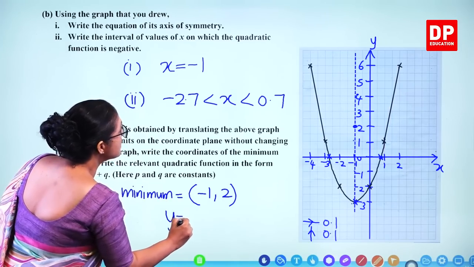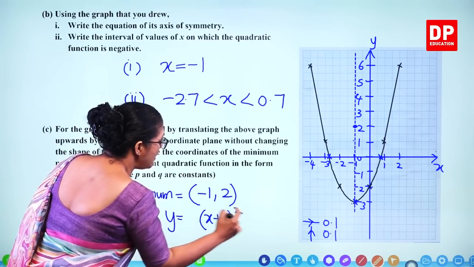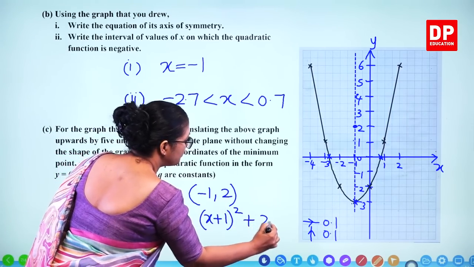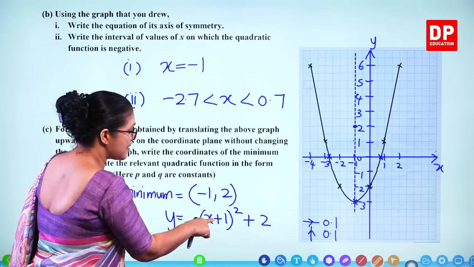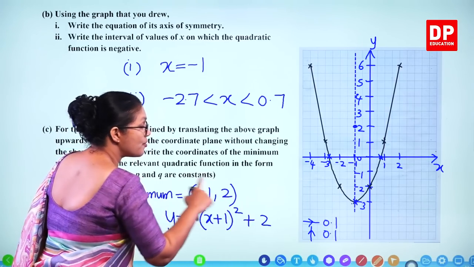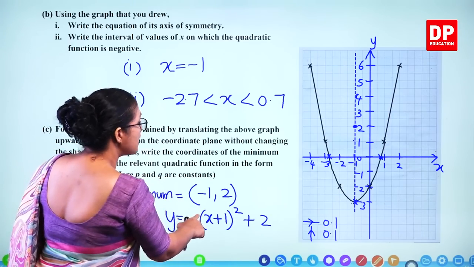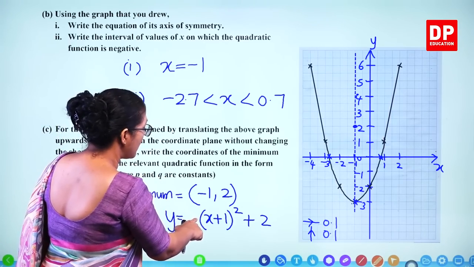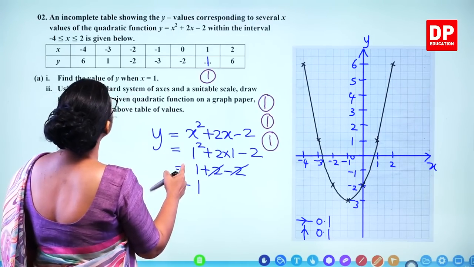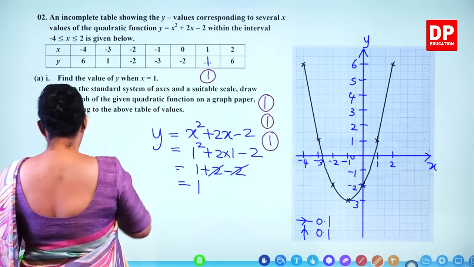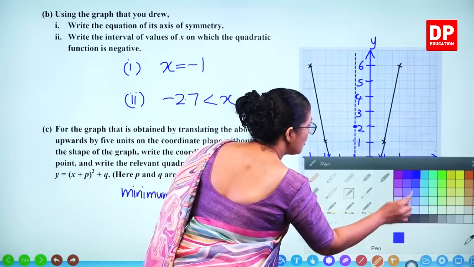How do you write down the equation? y equals (x plus 1) squared plus 2. Because when this is minus 1, you write this as x plus 1, and the y value you write as it is. So (x plus 1) squared plus 2. Do we get a number in front here? You can check whether you are getting a number here. Let's take the previous one and see what the equation is: x squared. So you are not getting a number in front. So that's the equation you are getting.